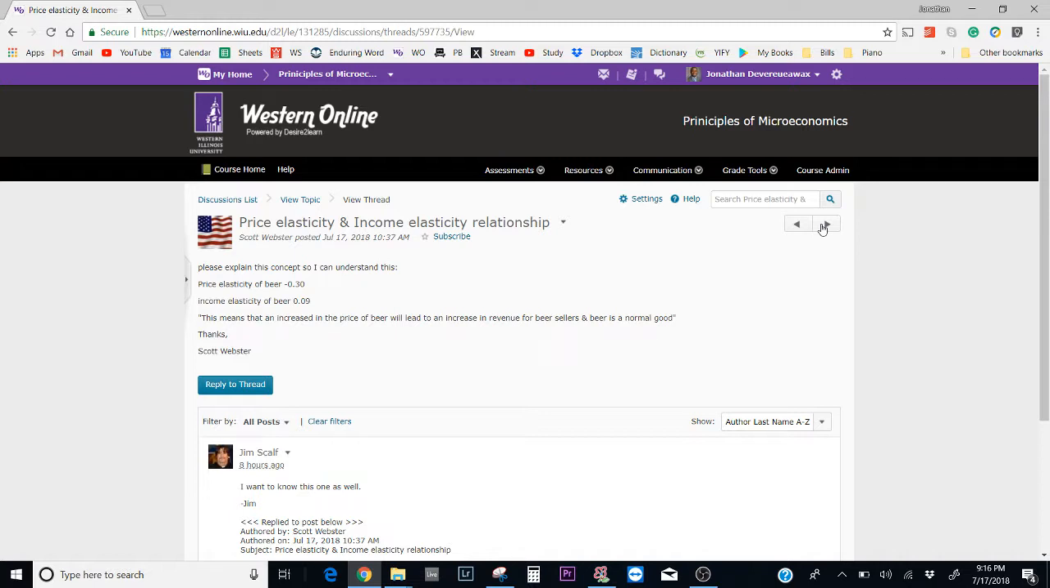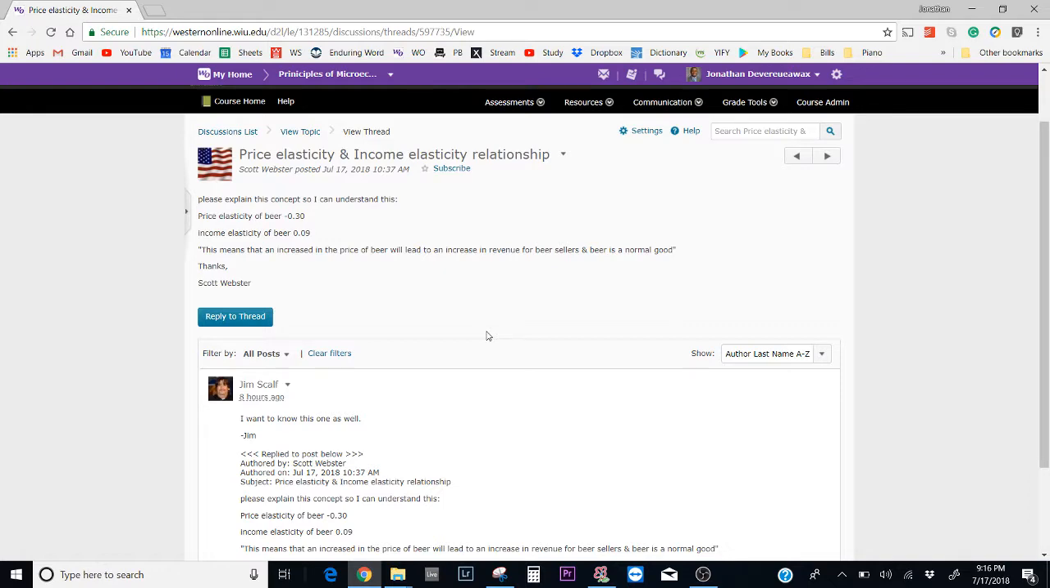So the price elasticity of beer is negative 0.3 and income elasticity of beer is 0.09. This means that an increase in the price of beer will lead to an increase in the revenue for beer sellers, and beer is a normal good. Okay, so let's actually write this one down.